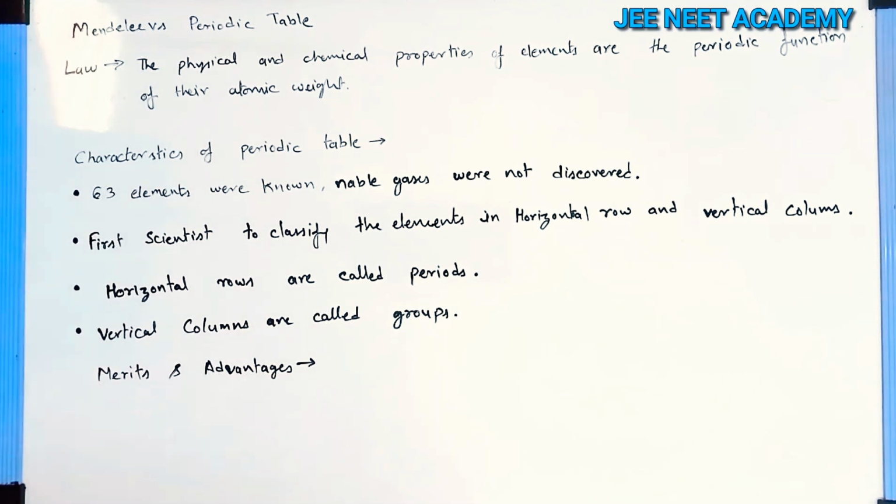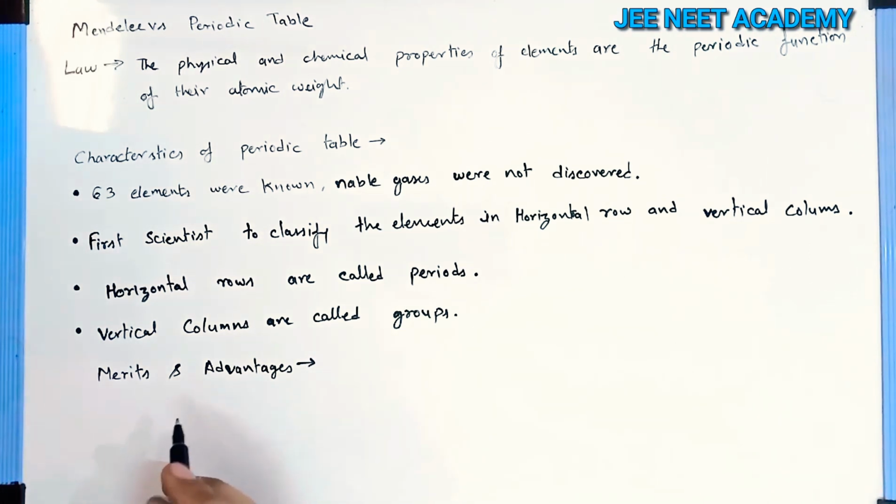First, Mendeleev predicted the properties of some elements which were not known at that time. So Mendeleev helped to discover some elements like germanium, gallium, scandium. At that time, these elements were not known. Only 63 elements were known.